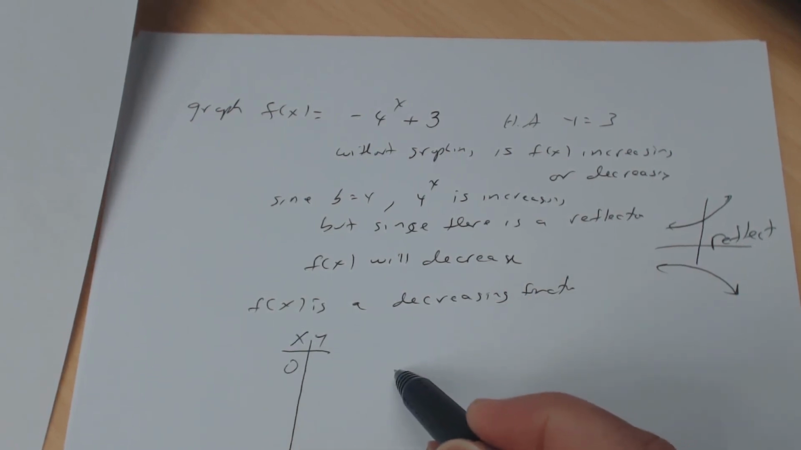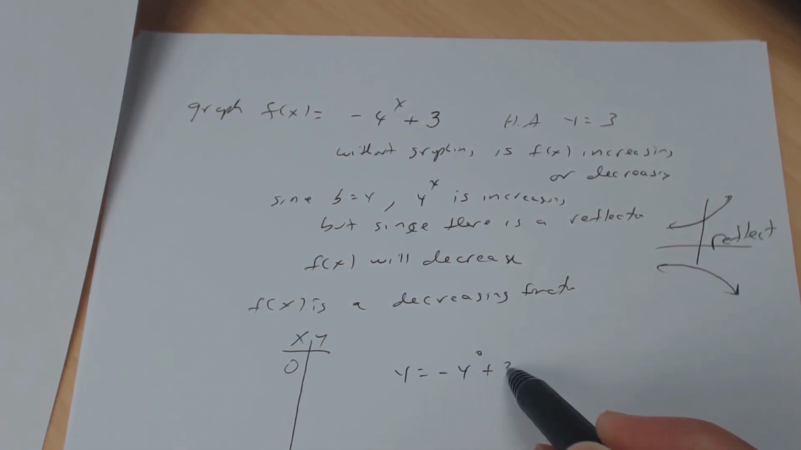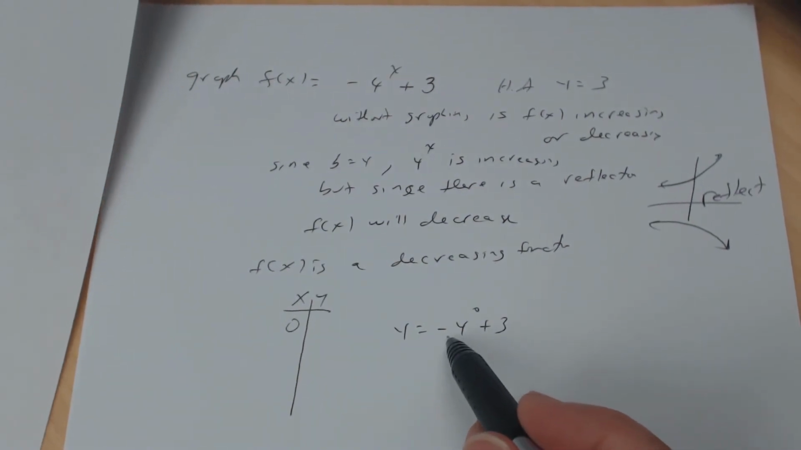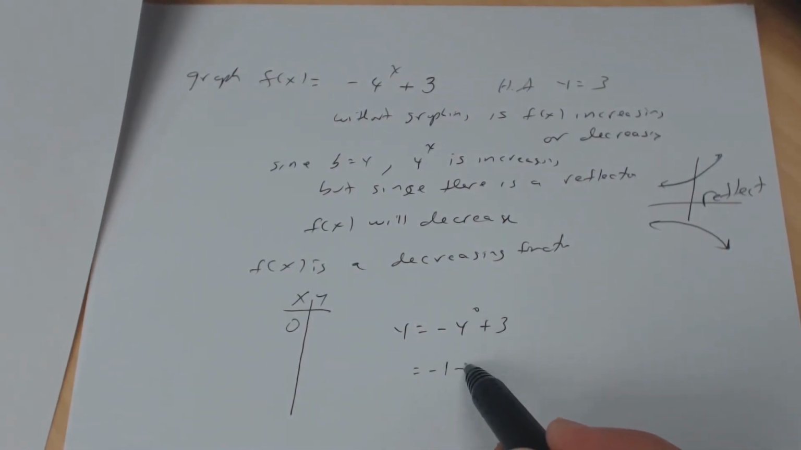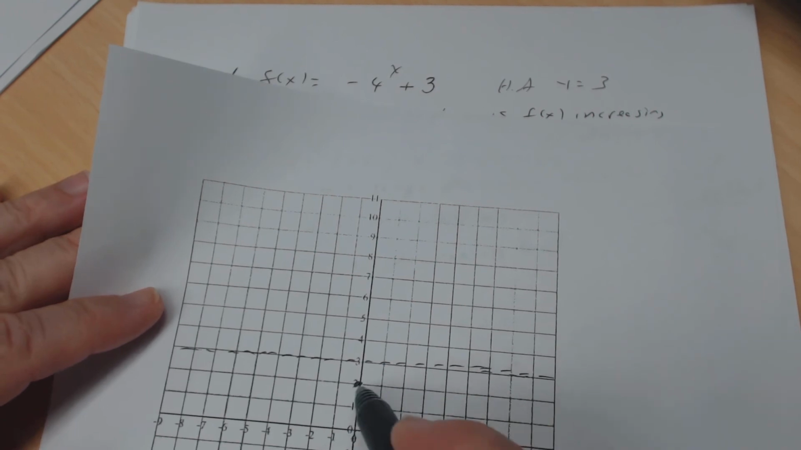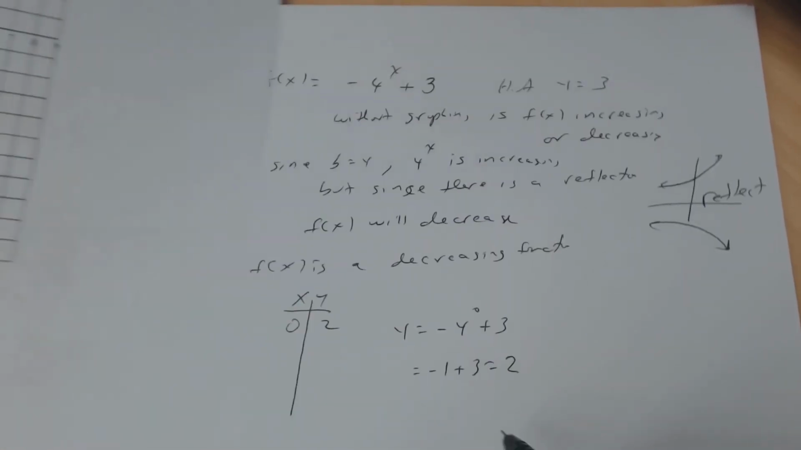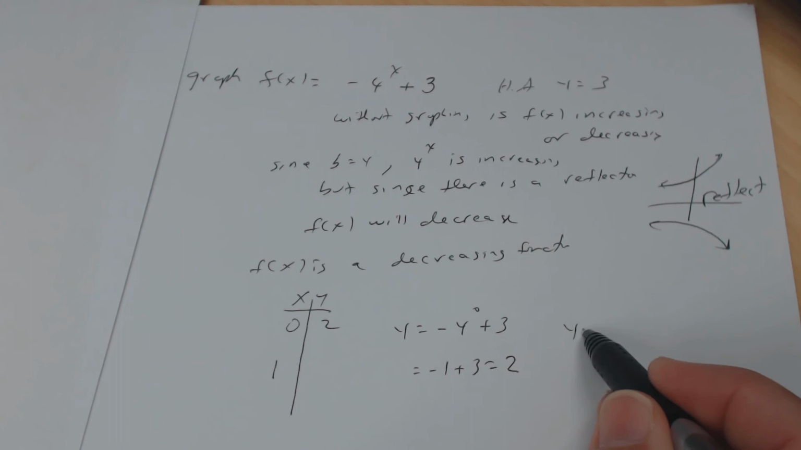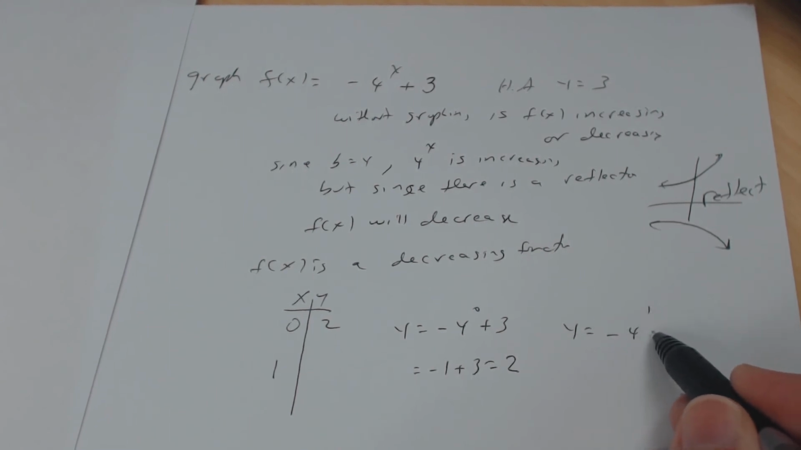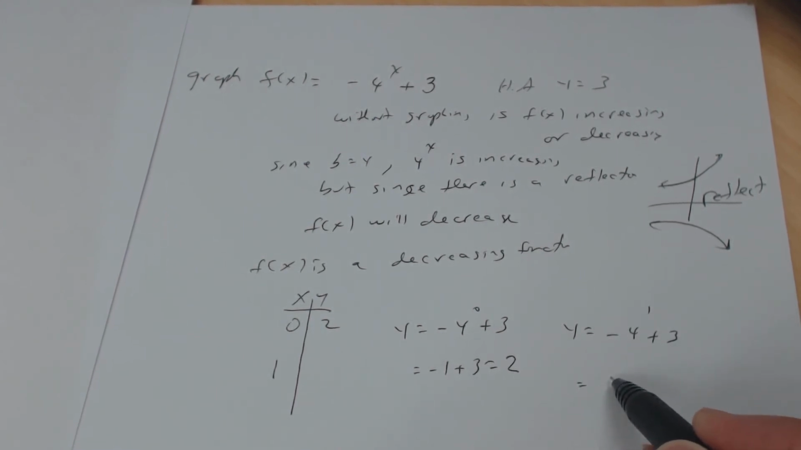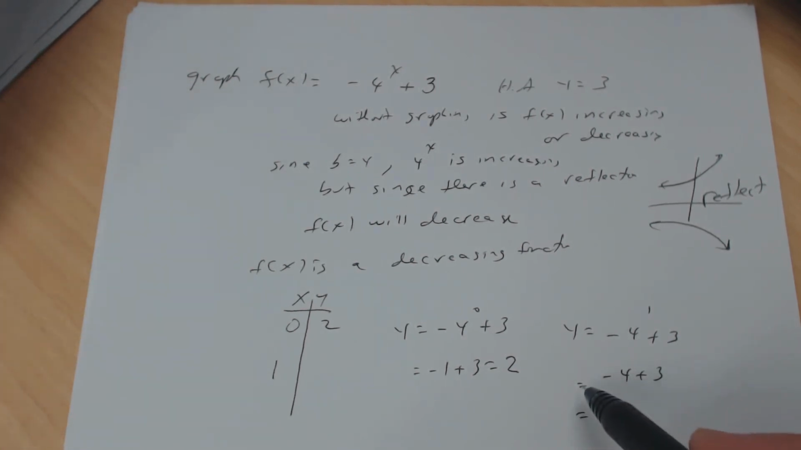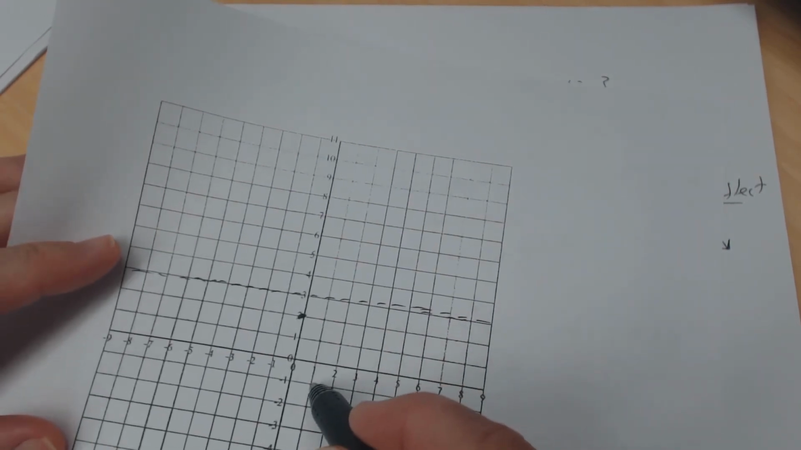If x is 0, I get y equals negative 4 to the 0 plus 3. So 4 to the 0 is 1, so that's negative 1 plus 3, which is 2. So I plot the point 0, 2, which is here. Remember it's decreasing, so it'll decrease rapidly. If x is 1, I get y equals negative 4 to the first power plus 3. So that's negative 4 plus 3, which is negative 1. So I get 1, negative 1, which is here.